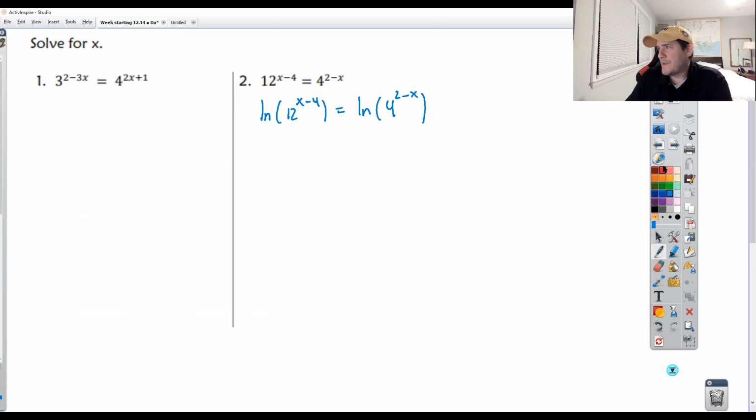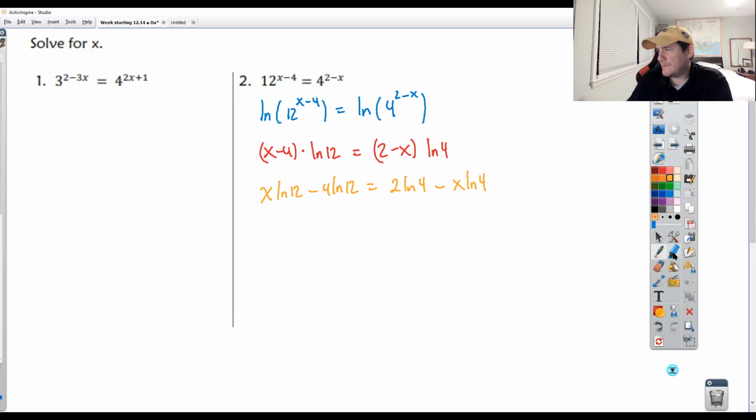And then what happens from here is, well, you can use power rule on both of these. So you get x minus 4 as a coefficient on the ln of 12. Here you get the 2 minus x as a coefficient on the ln of 4. And in both cases now, the ln's would want to distribute in. Is there any way around that? Nah, not really. So you basically get x ln 12 minus 4 ln 12. It equals 2 ln 4 minus x ln 4.